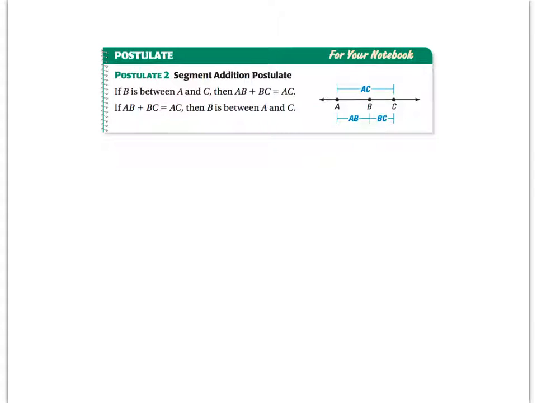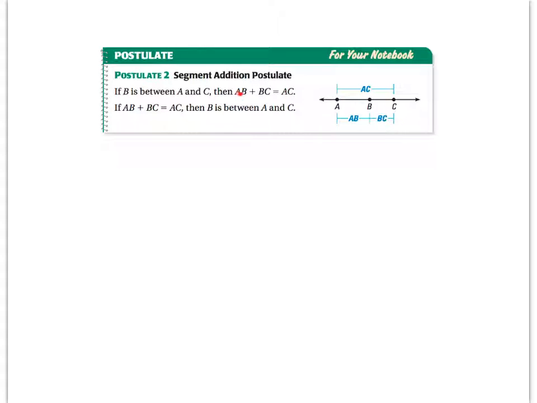So let's take a look at postulate number 2. Keep in mind that postulates are things that just have to be true. So here's the segment addition postulate. It states if B is between A and C. Notice they're using that word between. In the last slide, we learned that in order to use the word between, A, B, and C would have to be collinear. So again, the fact that they're using the word between, we can assume that points A, B, and C all lie on the same line, that they are collinear. So if B is between A and C, then the length of AB plus the length of BC is equal to the length of AC.